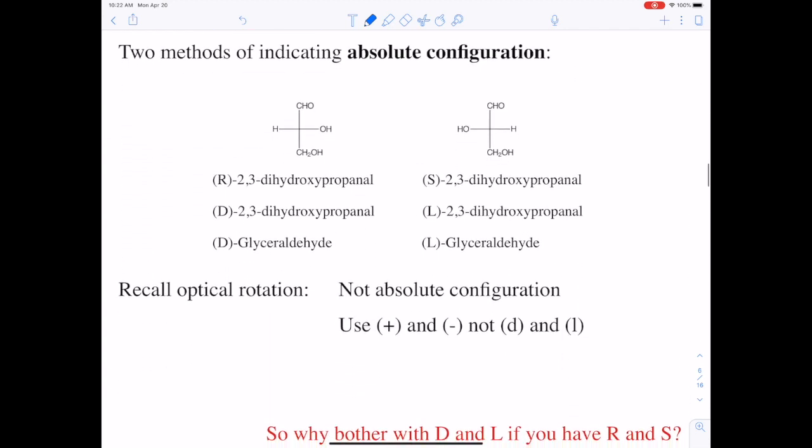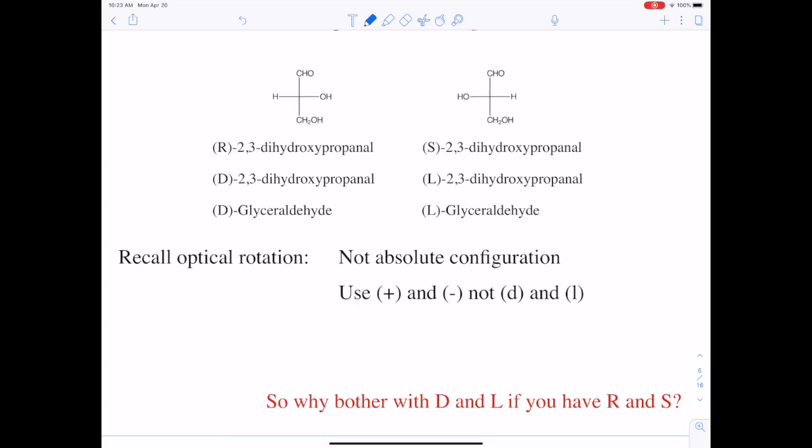So these are absolute configurations. It's telling you how the molecule is built three-dimensionally. So for glyceraldehyde, we could say for the D form, D-glyceraldehyde, or use its full name, D-2,3-dihydroxypropanal, or we could say R, which is the configuration of that chiral center. For glyceraldehyde, there's only one chiral center. So R and D are the same, and S and L are the same.